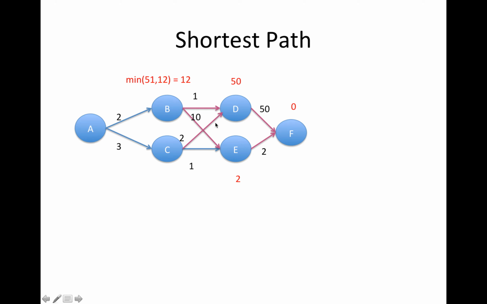Likewise, to go from C to F, one way is C to D and D to F, and the other is C to E and E to F. So the best cost would be 2 plus 50, or 1, which is the cost from C to E, and 2, which is the best cost from E to F. So clearly the best cost from C to F is 1 plus 2.